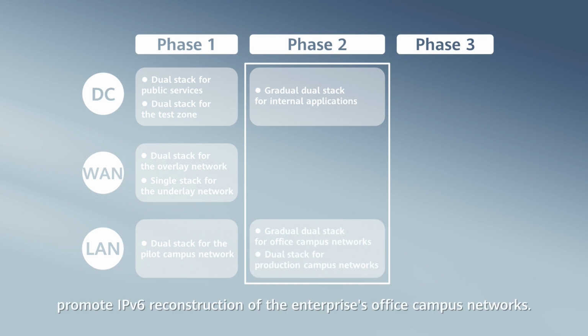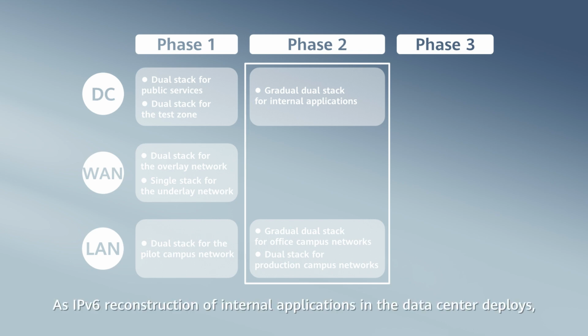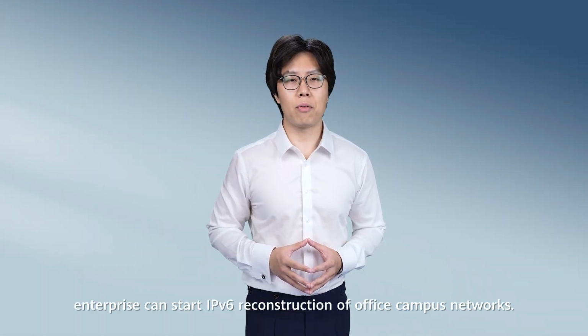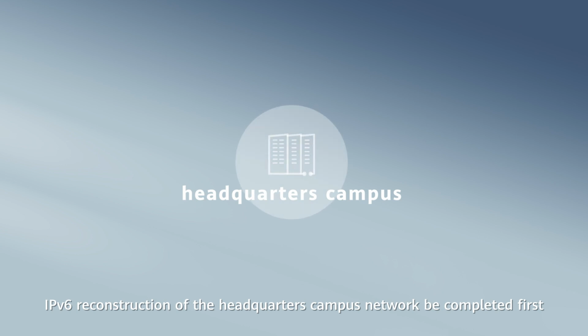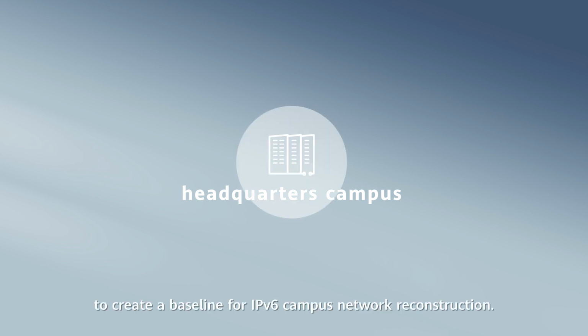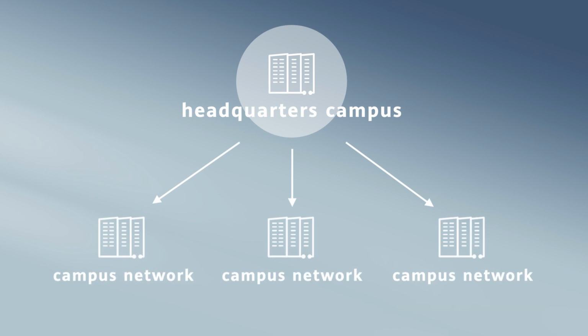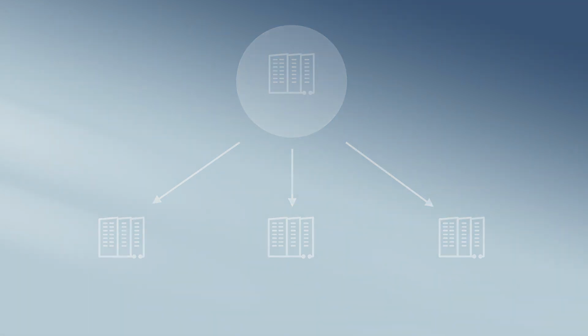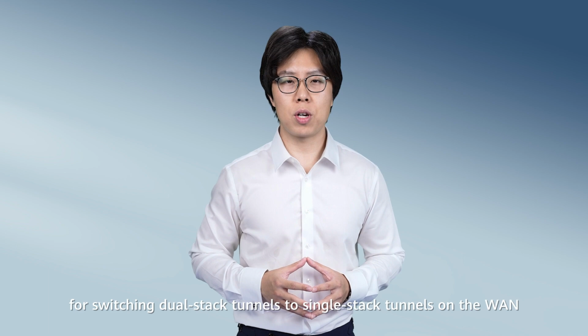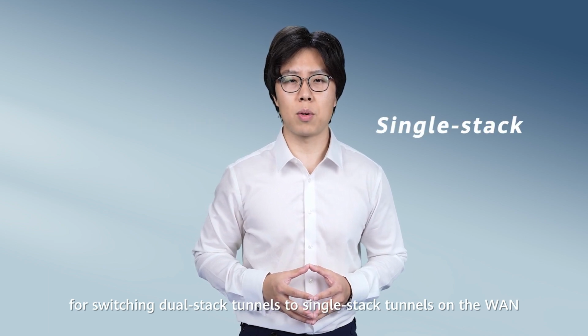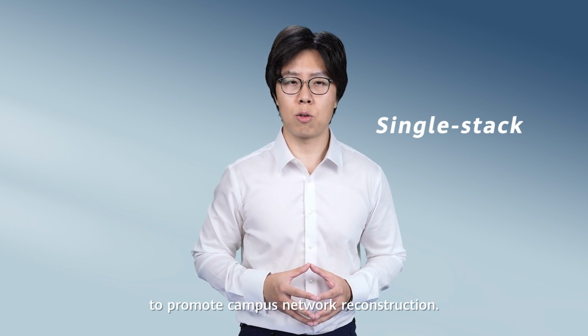Second task, promote IPv6 reconstruction of the enterprise office campus networks. As IPv6 reconstruction of internal applications in the data center deploys, the enterprise can start IPv6 reconstruction of office campus networks. It is recommended that IPv6 reconstruction of the headquarters campus network be completed first to create a baseline for IPv6 campus network reconstruction. Experience gained during the construction of the headquarters campus network can be used in the construction of branch campus networks. We can also determine the points for switching dual stack tunnels to single stack tunnels on the line to promote campus network reconstruction.